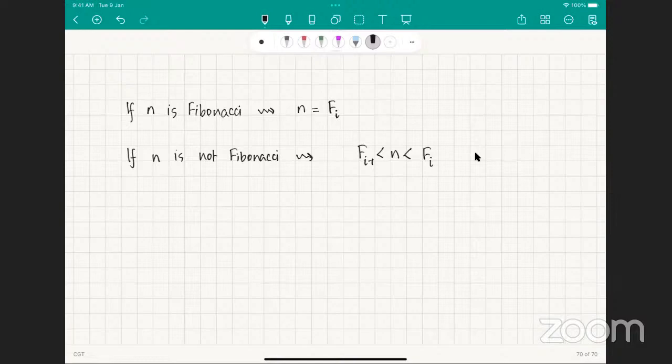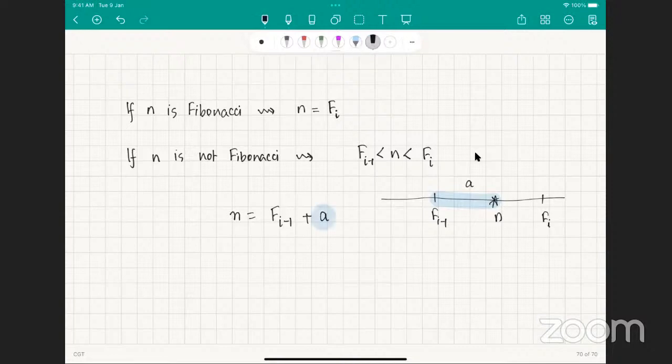Now a natural way of writing n as a sum of non-consecutive Fibonacci numbers is to say that n is f_{i-1} plus whatever the gap is between n and f_{i-1}. Let me denote this gap by a, so n is f_{i-1} plus a. Of course, there's no reason to believe that this gap itself should be Fibonacci, and indeed it may not be. But notice that a is strictly less than n.